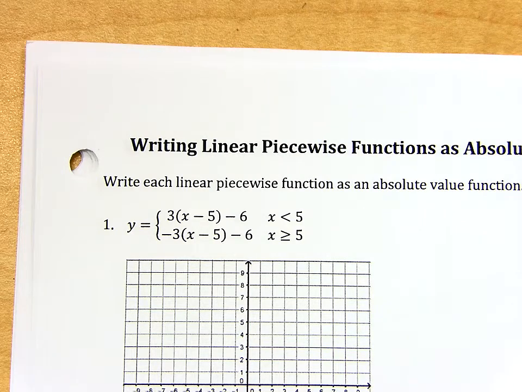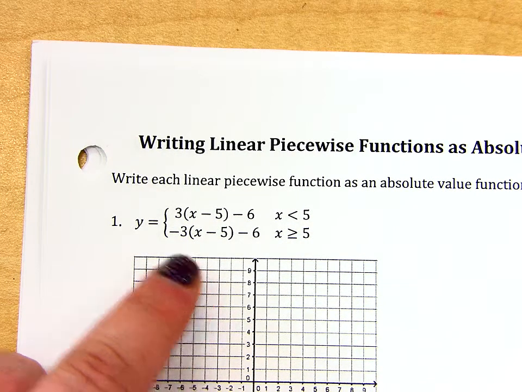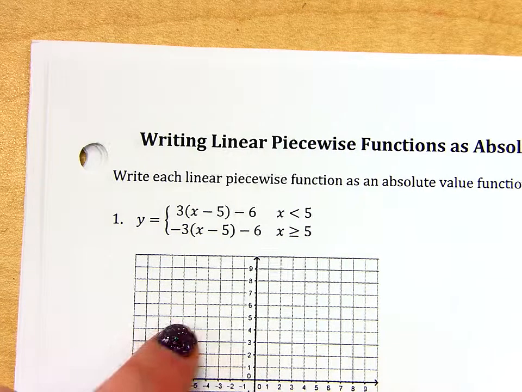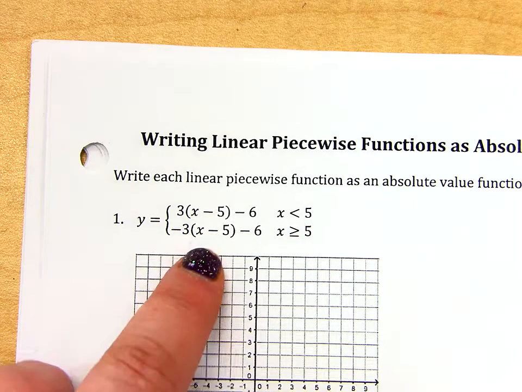This is basically going backwards. So we're going to start by graphing the piecewise function. These should all come out looking like absolute value graphs. And then once you have the graph, I'm going to ask you to see if you can write me the equation like it's an absolute value, not in piecewise.